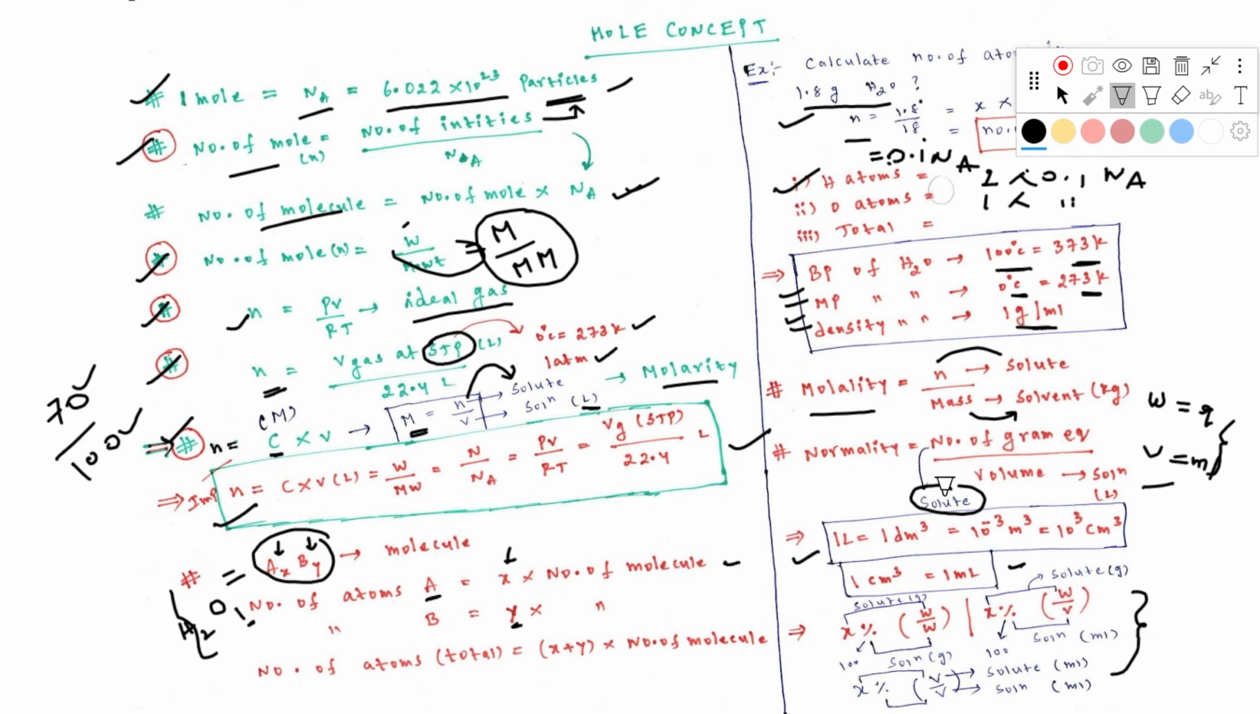Okay, so these are the important formulas and unit conversions in mole concept. If any other important formulas are there, definitely I will try to give them also in my next video. Okay, I will try to upload the next video as early as possible.